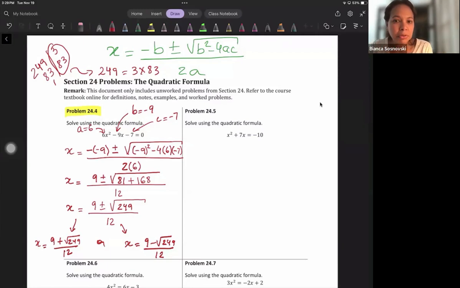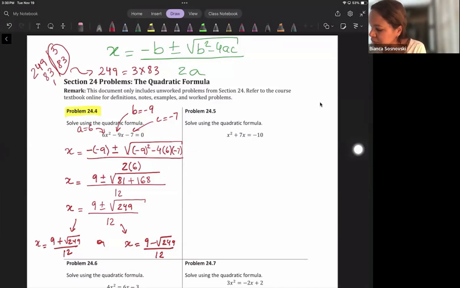So let's cover also problem 24.5. It's the same formula, the quadratic formula. We do have a quadratic equation, x squared plus 7x equals negative 10. But that is not in the standard form. I don't have a 0, which means my value of C is not negative 10, because I would have to move that first to the other side of my equation.